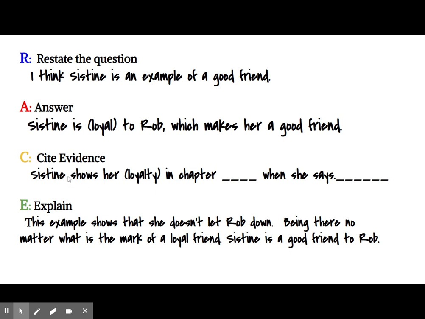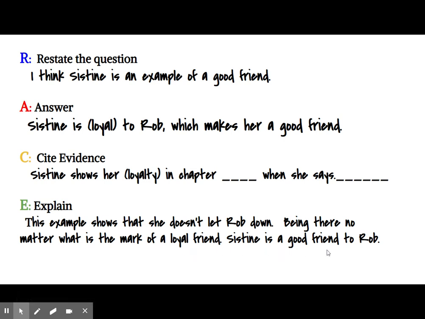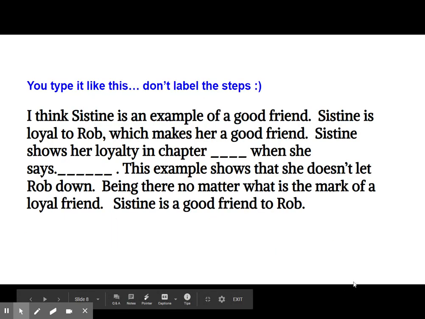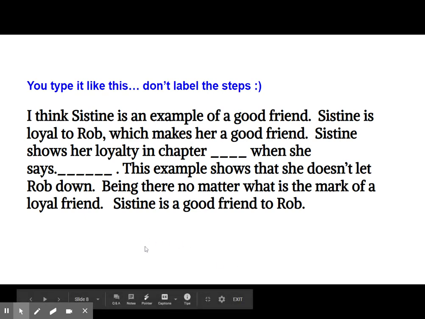And then the step 4 is explain. Why does your example answer the question? This example shows that she doesn't let Rob down. Being there no matter what is the mark of a loyal friend. Sistine is a good friend to Rob. So there I've completed the 4 steps, and now all I have to do is put it together into paragraph format. Remember, it's a great tool, it's a great strategy to use RACE for your planning purposes, but when we answer the question, we want to write it just like a paragraph, just like this.